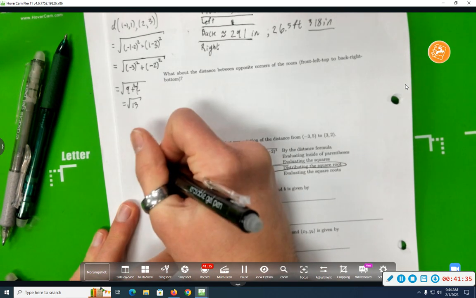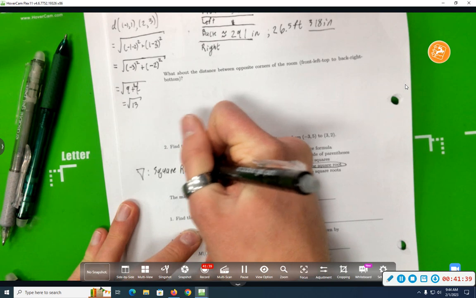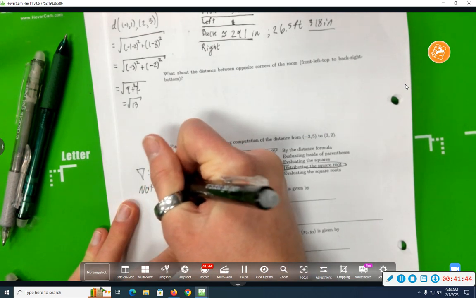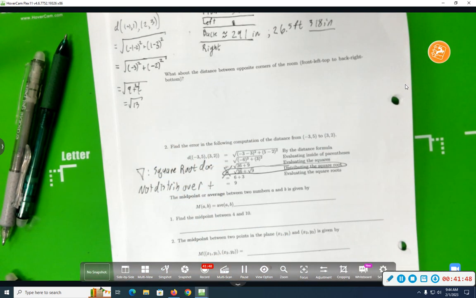So, caution sign: square root does not distribute over addition. If you take the square root of a sum, you can't apply the square root to each piece. The square root isn't a linear function. Linear functions are the ones that will behave roughly like that.